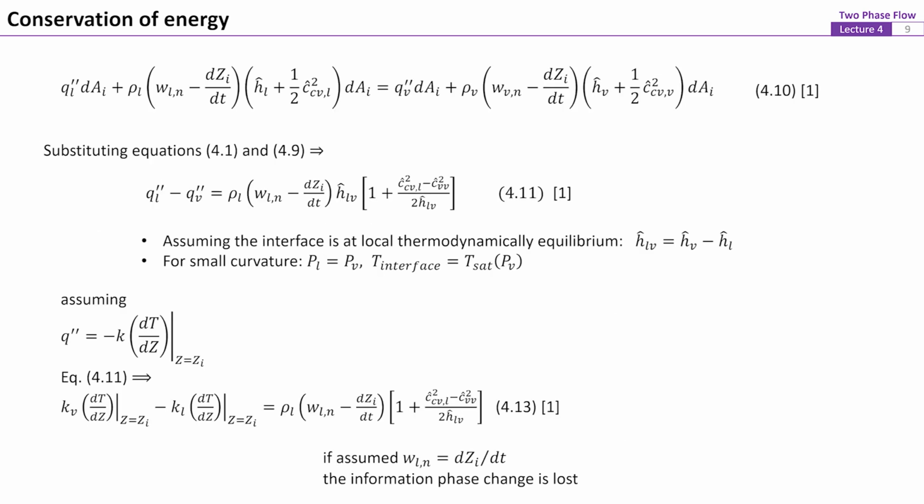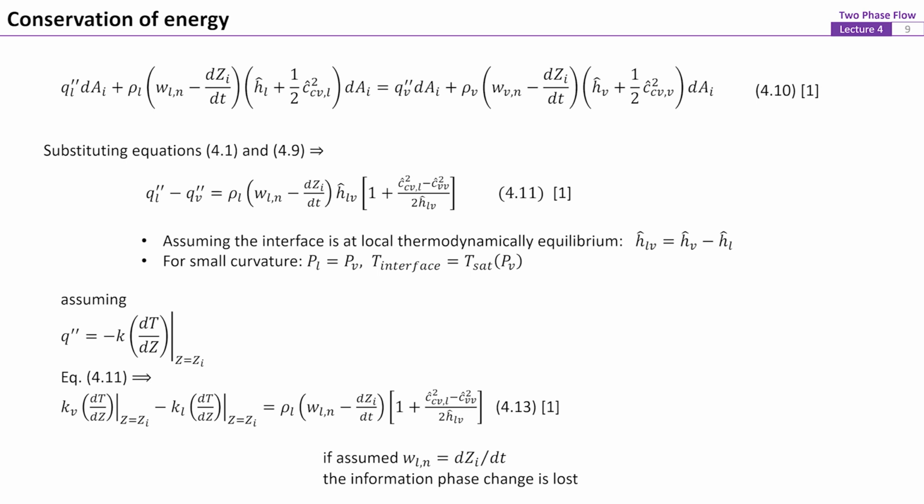Equation 10 shows the conservation of energy derived on the basis of Figure 3. By substituting equations 1 and 9, equation 10 can be rearranged to equation 11. It was assumed the interface is at local thermodynamic equilibrium, so the difference in the enthalpy between the liquid and the vapor phases is replaced with the latent heat of the fluid.